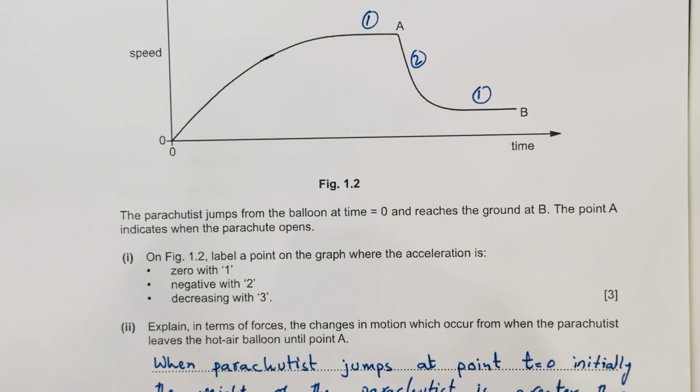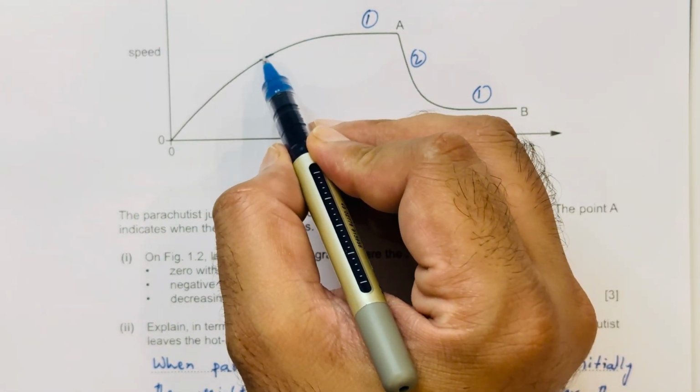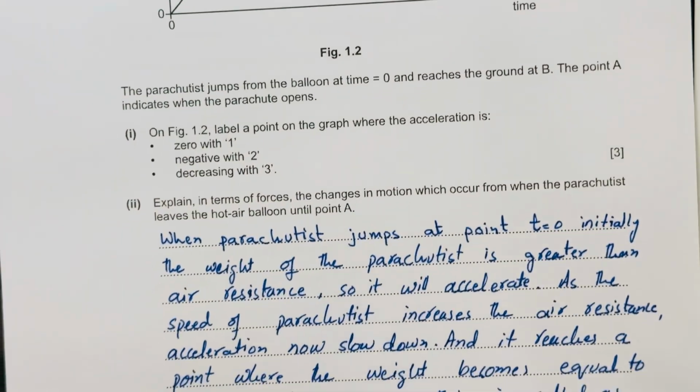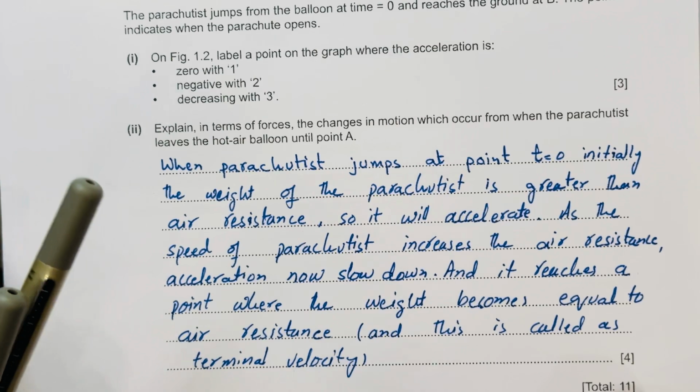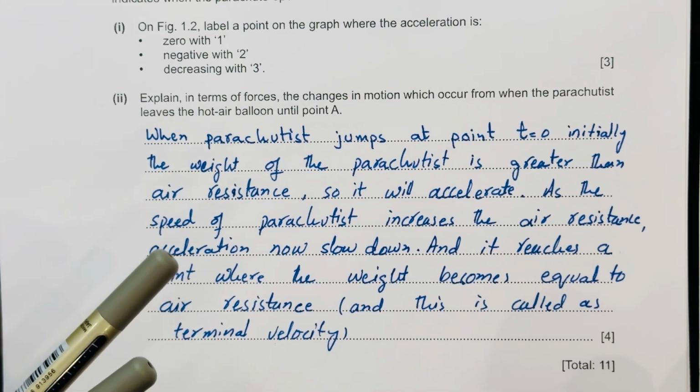Why are we writing 2 over here? Because it starts to decelerate, and this is the point where it starts to decrease. So there's a difference between deceleration and decreasing. Moving to the next part, explain in terms of forces the changes in the motion which occur from when the parachutist leaves the hot air balloon until point A.